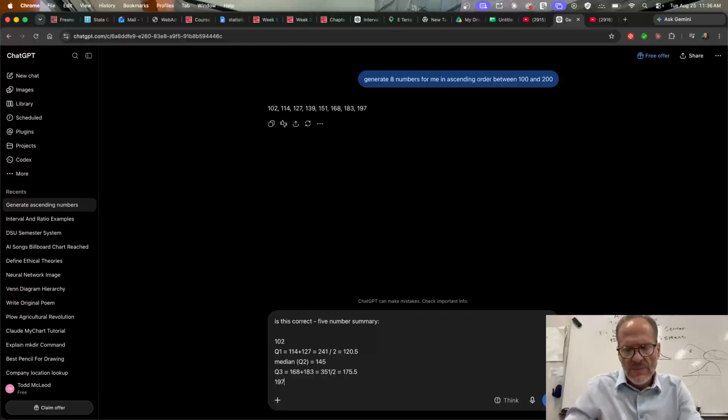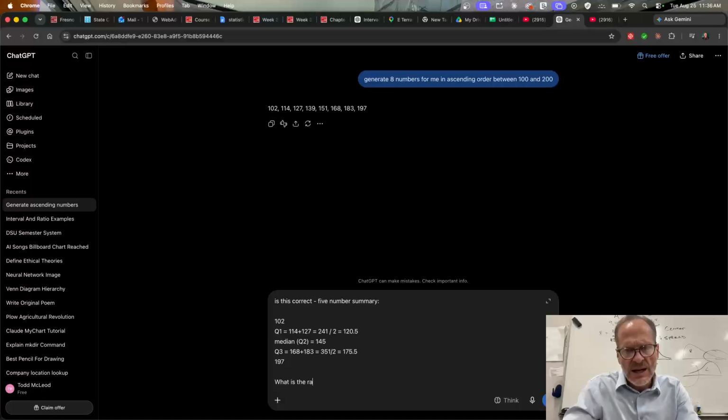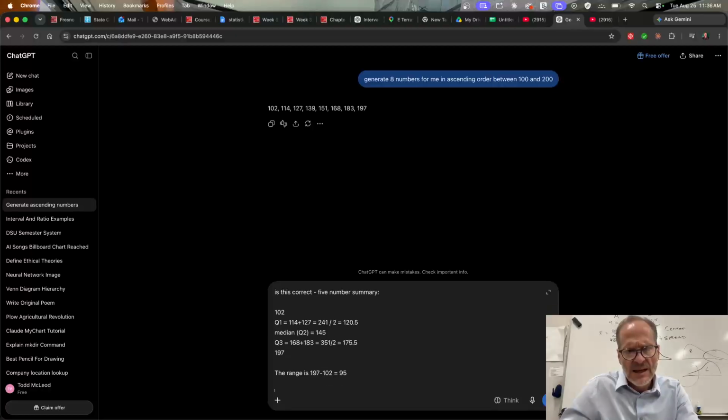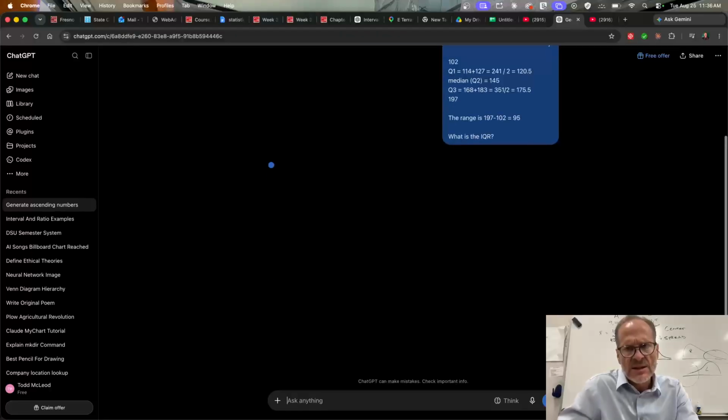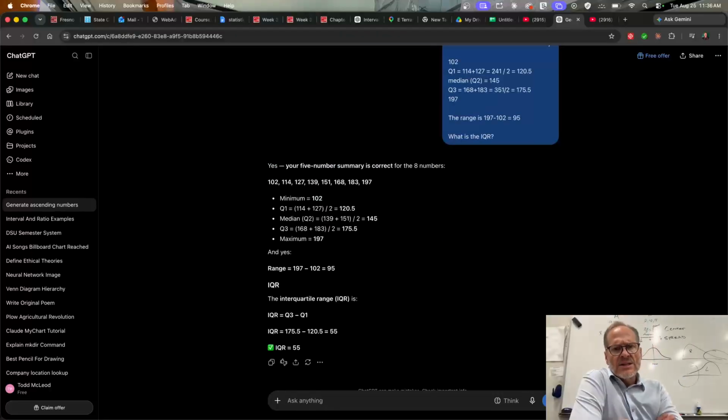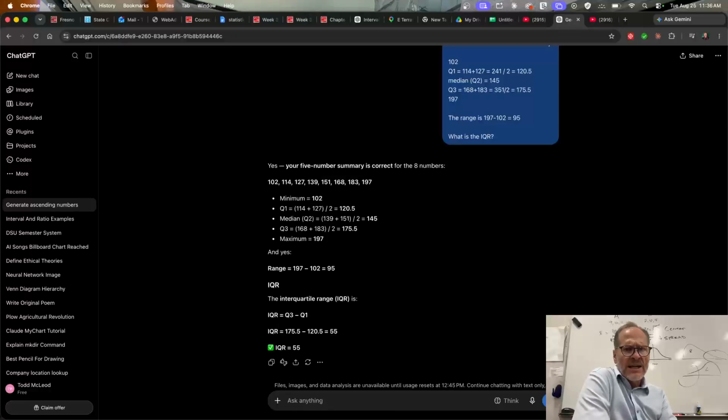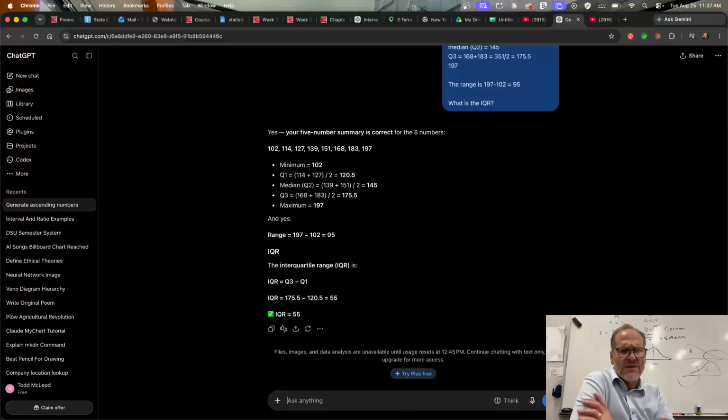And what is the range? The range is 197 minus 102, which is equal to 95. What is the IQR? So let's see what AI says. Yes, your 5-number summary is correct for the 8 numbers: minimum, Q1, median, Q3, maximum, and yes, the range is this. The IQR is Q3 minus Q1, which is 55, the interquartile range.